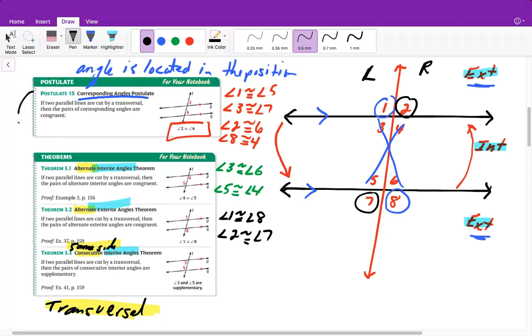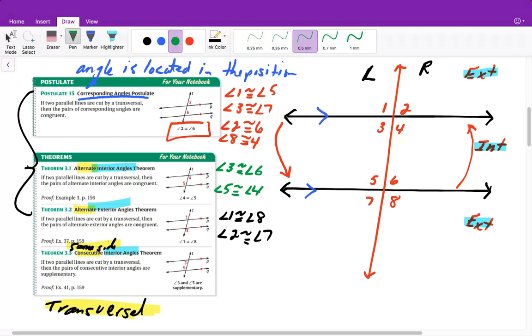So the first 3 things that we learned about, corresponding angles, alternate interior angles, and alternate exterior angles, they're all congruent to each other. So they are always equal. And we use that to solve problems. The only one that's different is the consecutive interior angles or same-sided. We're going to go through that now.